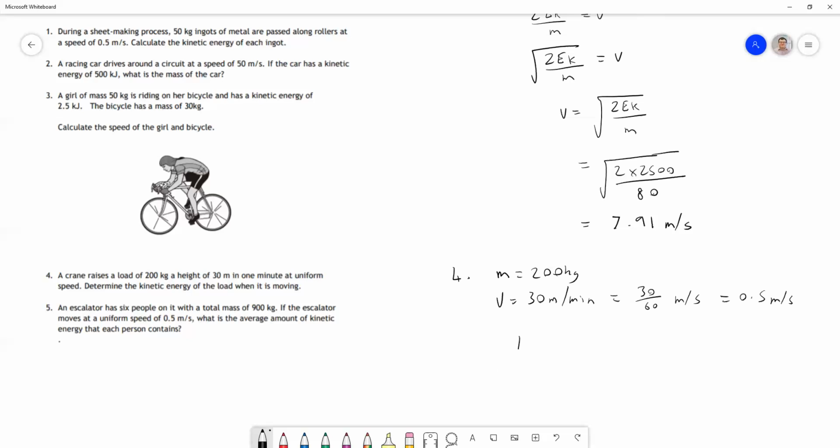And then it becomes a more straightforward calculation. We have our formula for kinetic energy, and we put in the values: a half times our mass of 200, which we're given in the question, times our velocity of 0.5, and we square that, which we worked out just a moment ago. And when we put that all in, we get 25 joules as our answer.